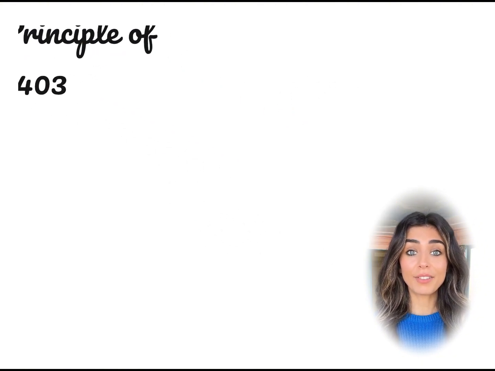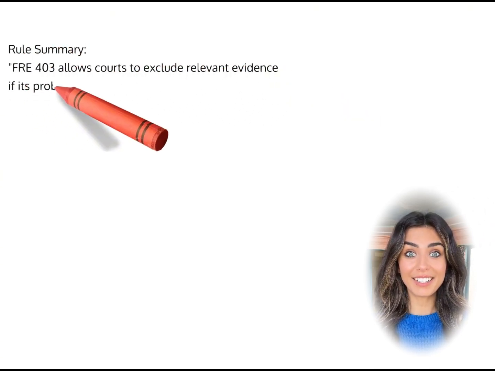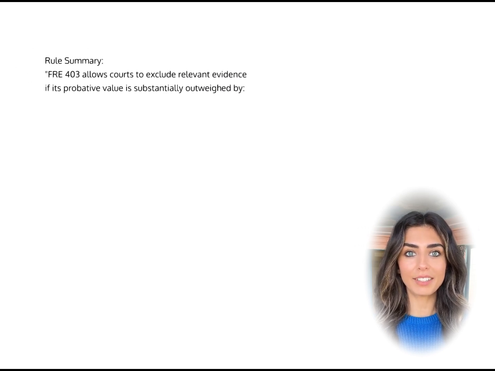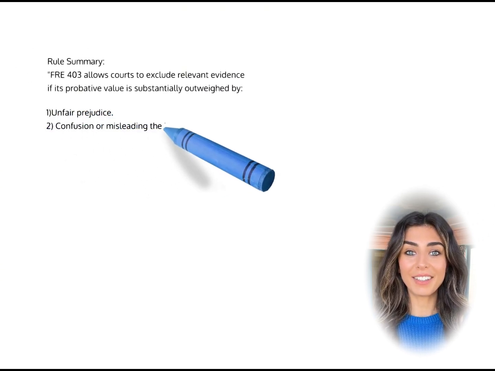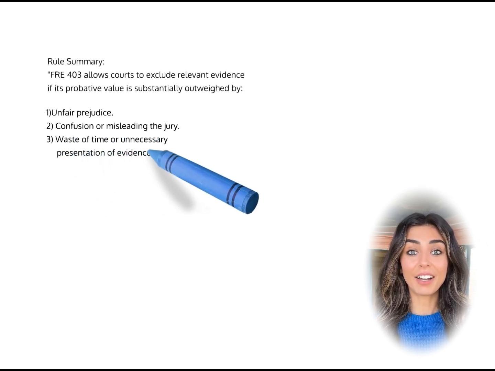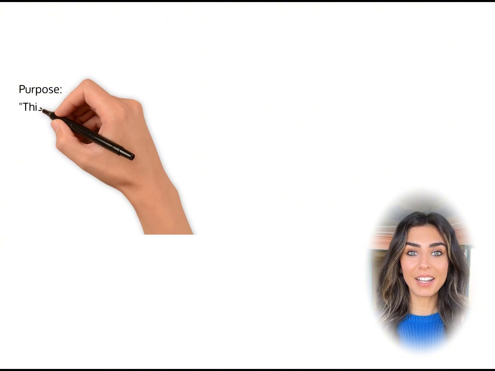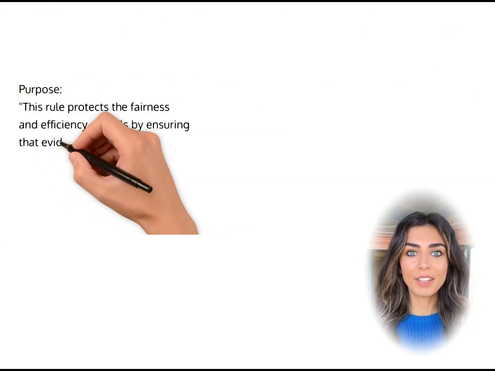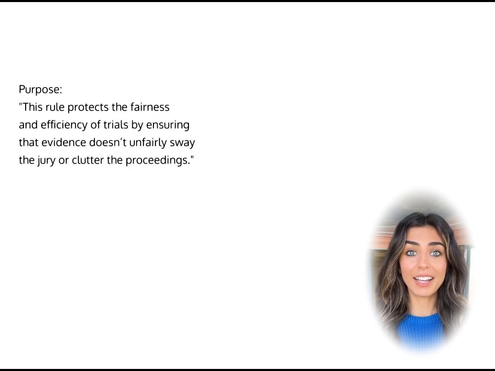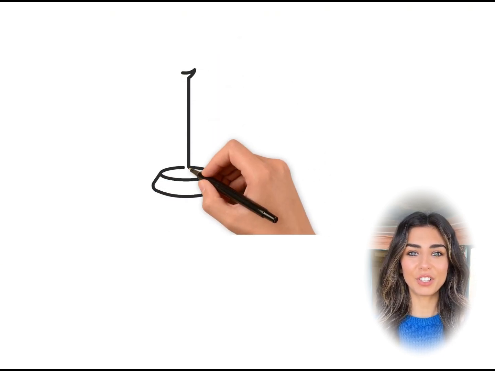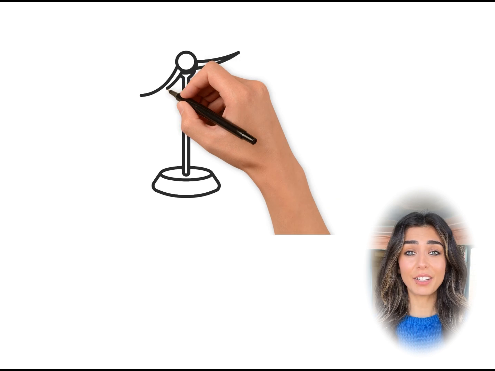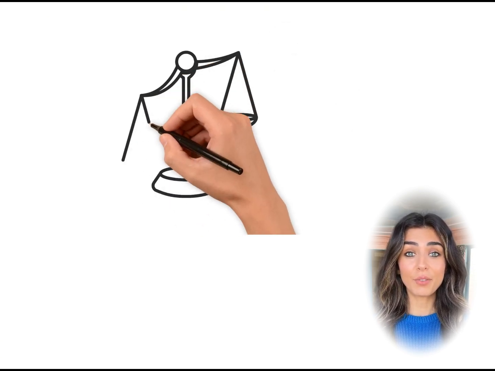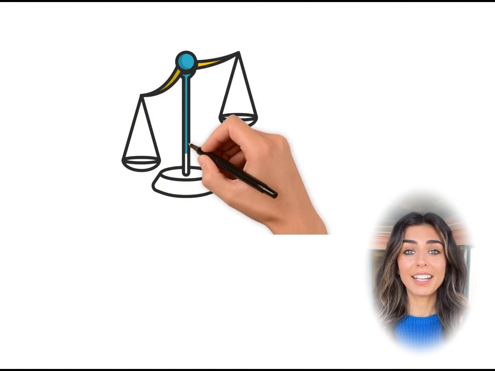The rule identifies three primary risks that can justify exclusion: unfair prejudice, confusion or misleading the jury, and wasting time or presenting unnecessary evidence. Unfair prejudice occurs when evidence has an undue emotional impact on the jury, potentially leading to decisions based on emotion rather than reason. Confusion or misleading the jury refers to evidence that may distract jurors or cause them to focus on irrelevant or ambiguous issues. Additionally, evidence that is repetitive or adds little to the case may be excluded to prevent wasting time and to streamline the proceedings.